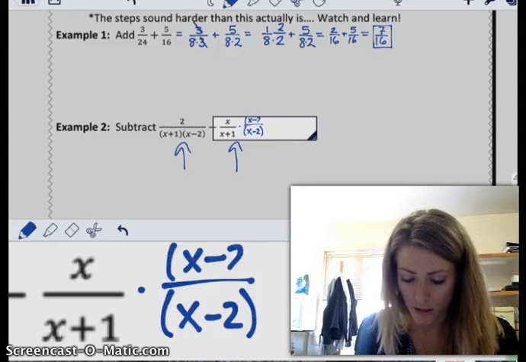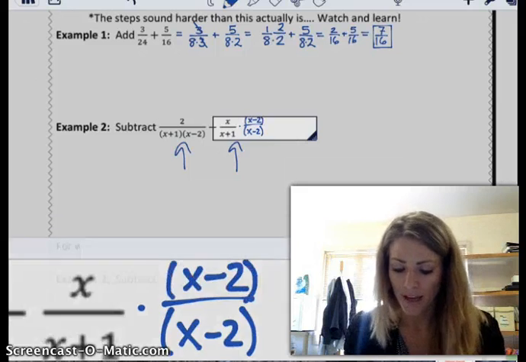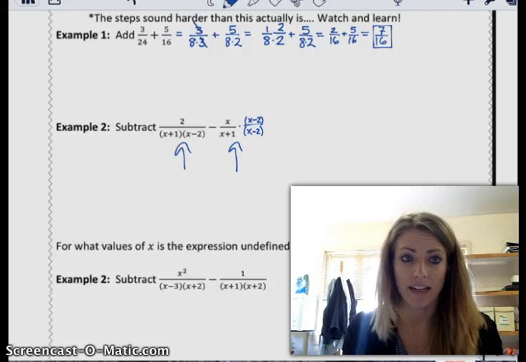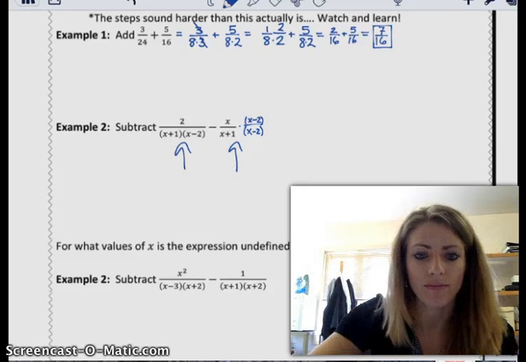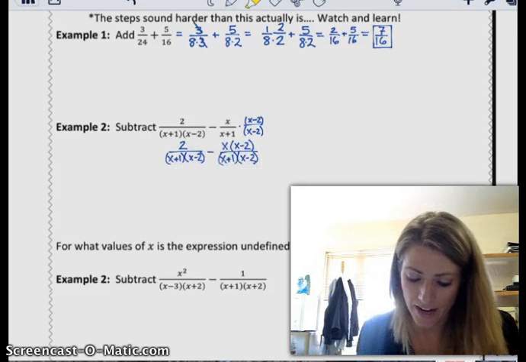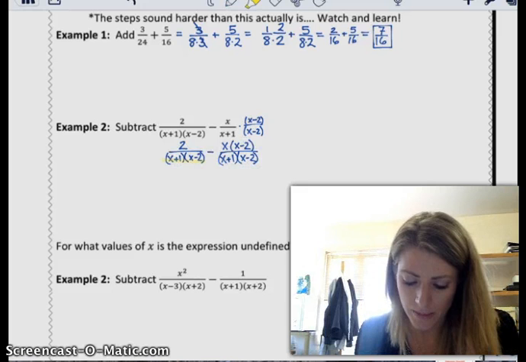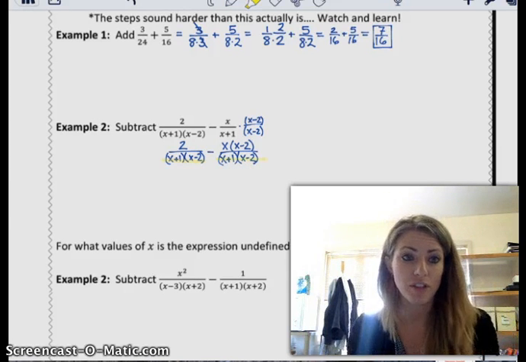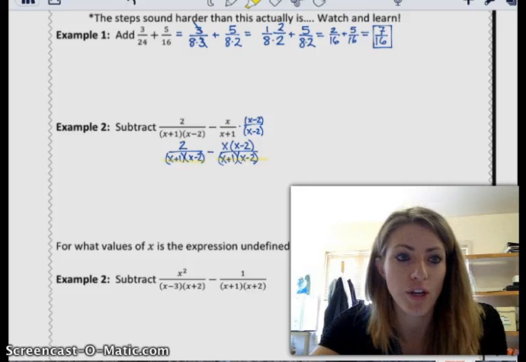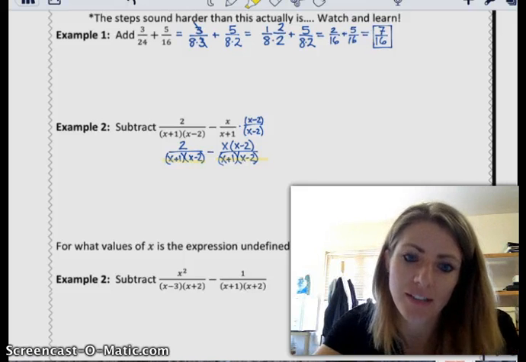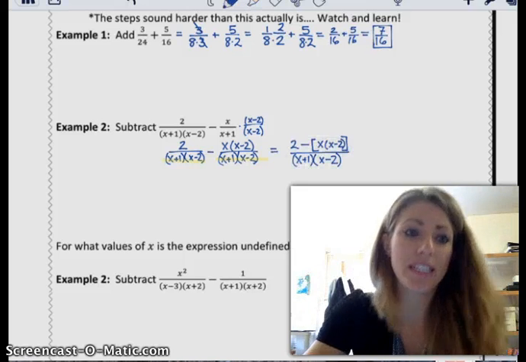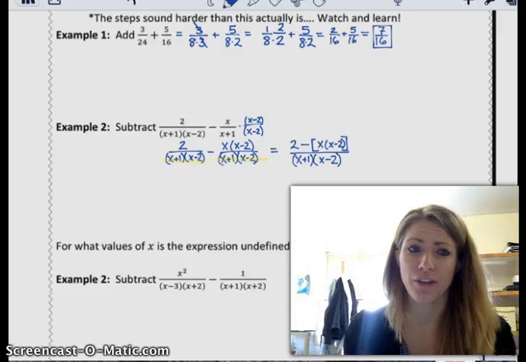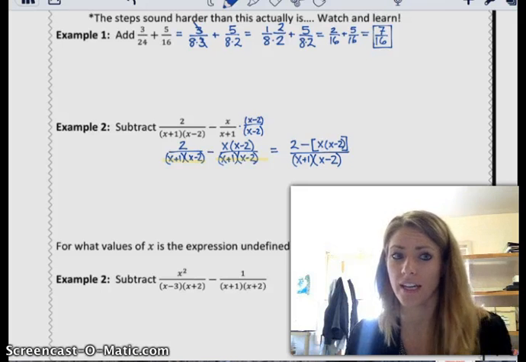So I've got x minus 2 over x minus 2, and now I can simplify and subtract. Okay? Now I've got a common denominator, x minus 2 times x plus 1 and x minus 2 times x plus 1. And so now all I have to do is just subtract the numerators, keep the denominator. Alright, so we need to see if we can simplify this anymore. So we need to try to get the numerator in factored form to see if anything cancels.